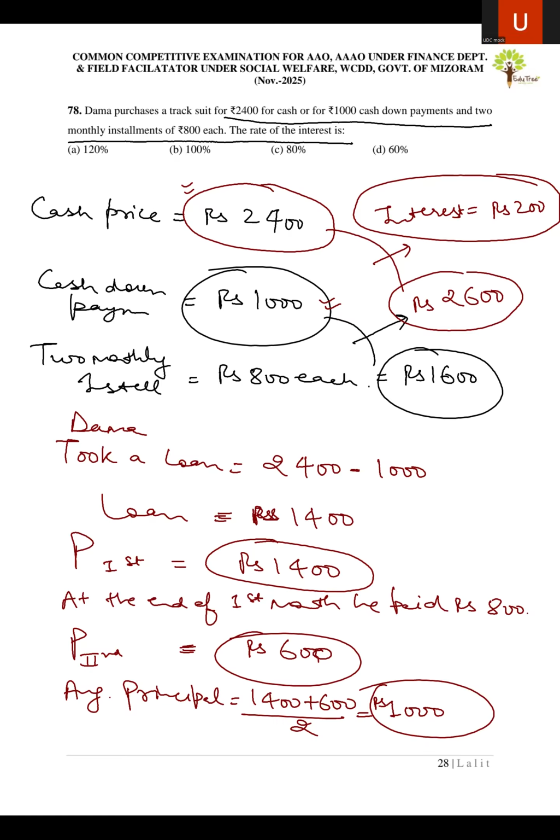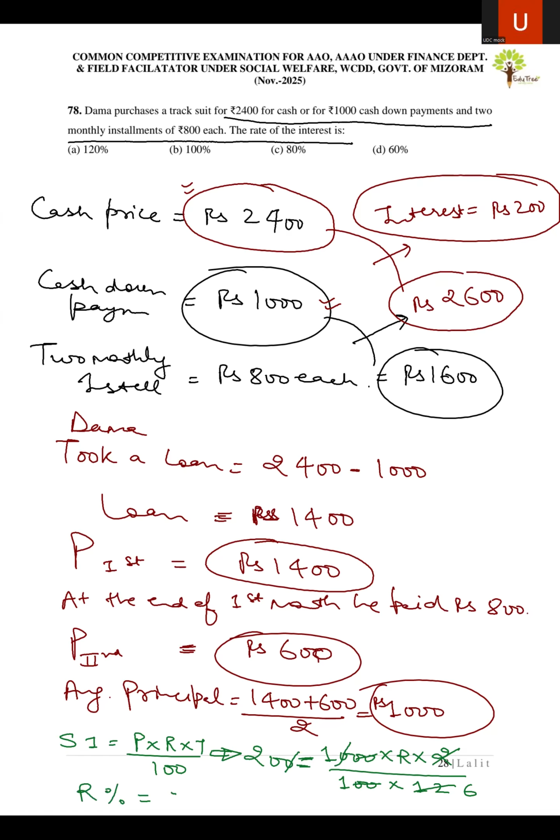Now the question is simple to solve. You can just simply use the simple interest formula. SI equals P multiply R multiply T divided by 100. We have SI 200. Principal we have 1,000. Rate we have to find. Time is 2 months. Now it is given in months, so you have to divide by how much? 12. So double zero cancelled out, 2 6 times. This zero cancelled out with this zero. So we can say R percent equals 20 multiply 6. That is 120%. All right. So 120% is the answer for this.